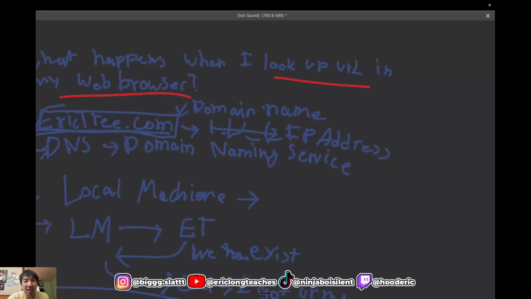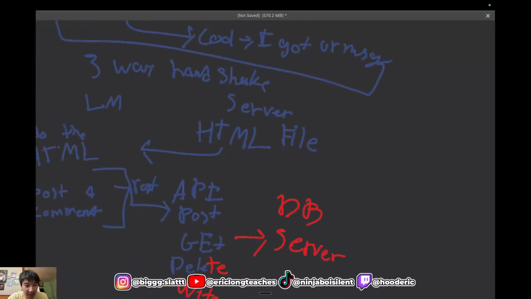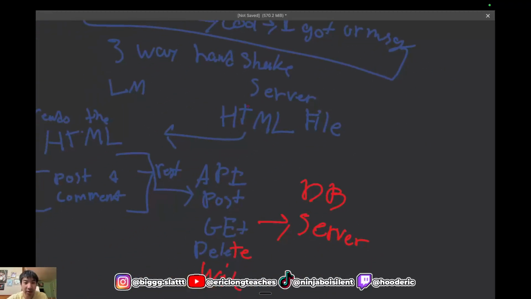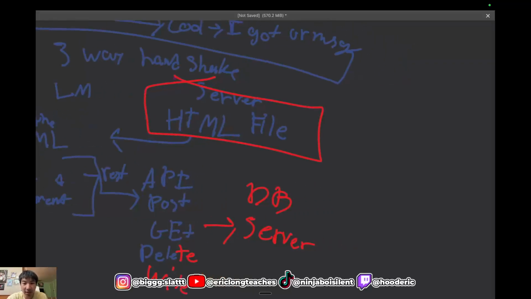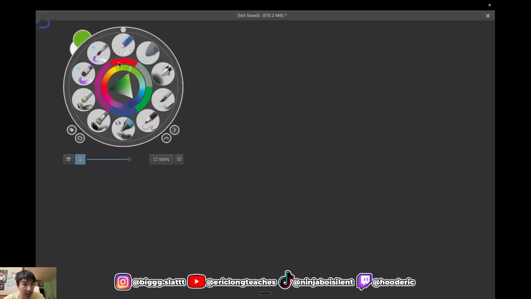But system design is way more than just that, because sometimes before going to the server, there are actually multiple servers. There's something called horizontal scaling.